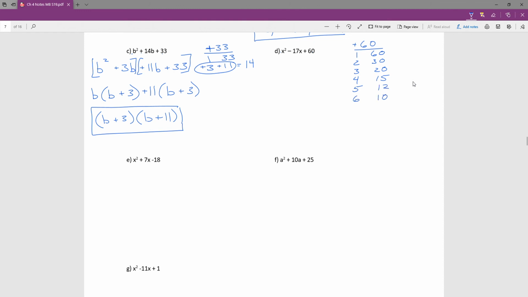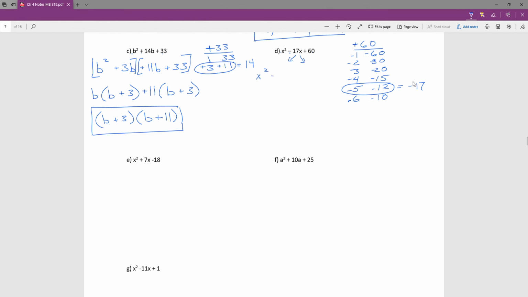So those would be all my factors. I've got a positive 60, so they're either all positive or all negative. I look at my B term and it's negative 17, so that means they're all going to be negative. This allows me to check which combination of factors would add together to give me negative 17. So negative 5 and negative 12 would add together to give me negative 17. They're the numbers that are going to decompose my middle term.